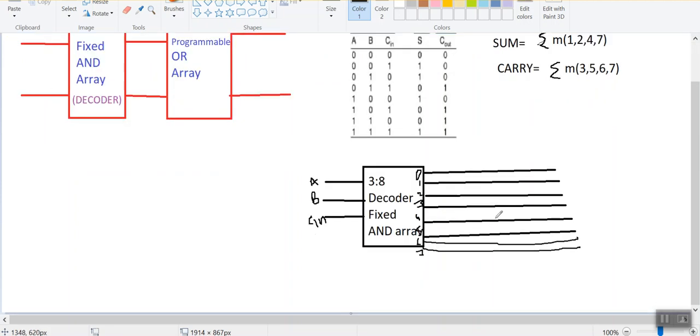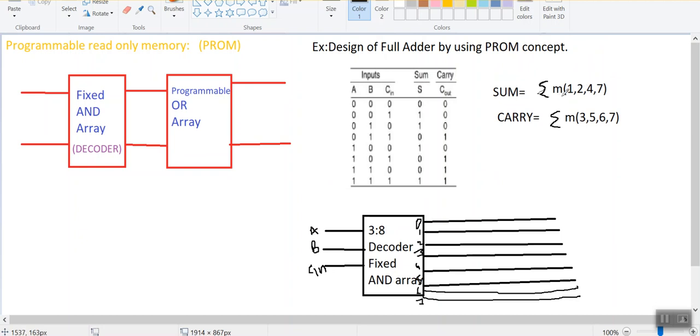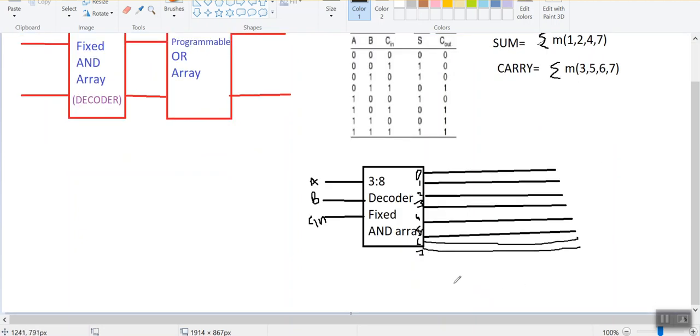Now let us have a look here. My output sum is the summation of 1, 2, 4, 7. So I need to have one OR gate here. I am just representing one OR gate at an output, and another OR gate. This is F2, this is F1.